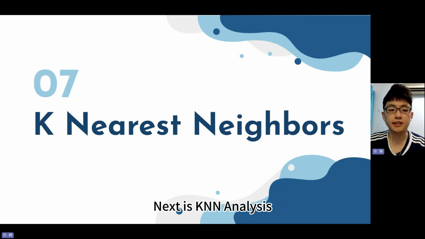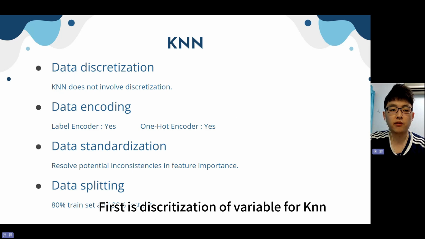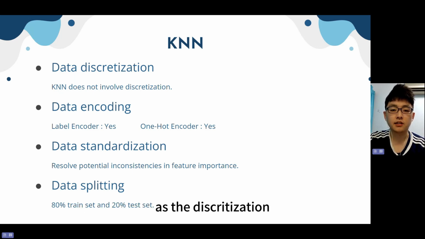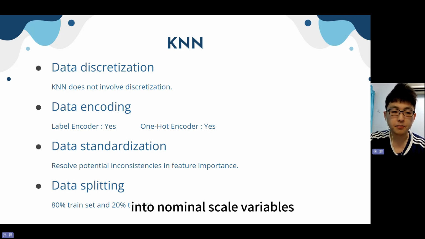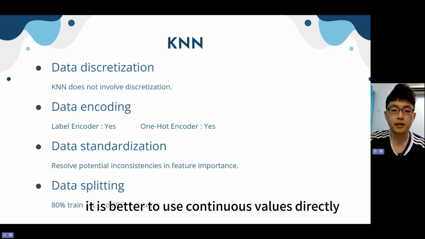Next is KNN analysis. First is discretization of variables for KNN. Calculating KNN does not involve discretization, as the discretization process converts continuous variables into nominal scale variables. Since KNN is a distance-based algorithm, it is better to use continuous values directly.